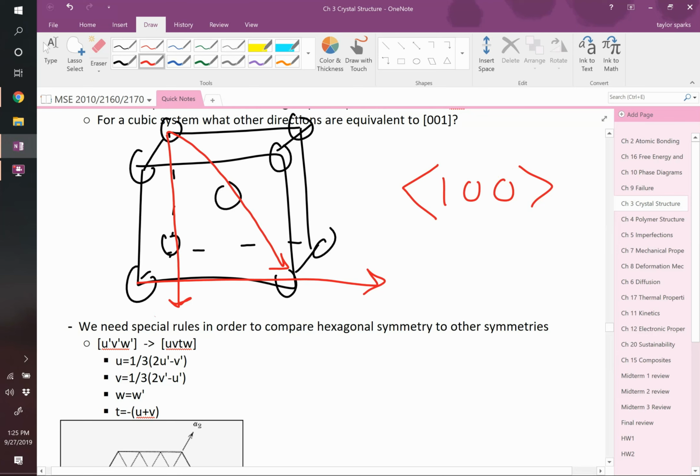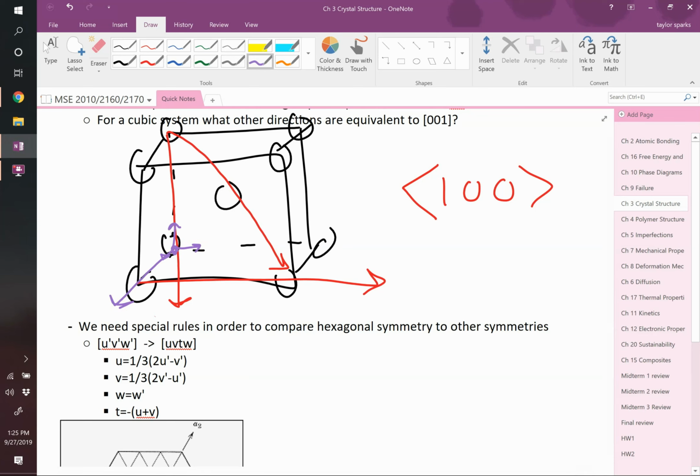Why is it the 100? Well, what's the 100 direction? Let's pick this back corner to be our origin for a minute. So we've got x, y, z. 1, 0, 0 means it doesn't go anywhere in the y or in the z. It just goes along the x. So in other words, that is the actual 1, 0, 0 direction. And these are all in the same family.